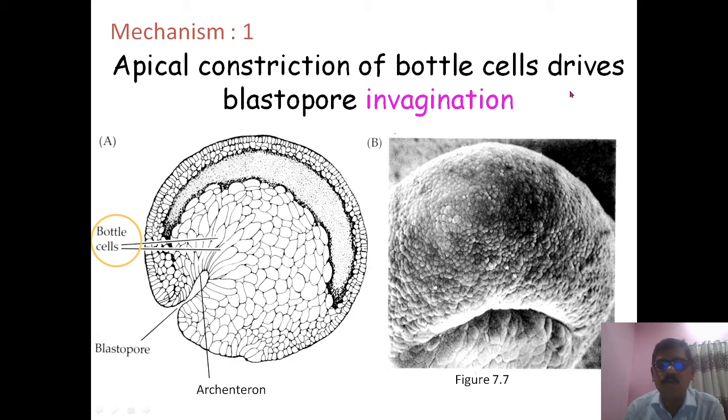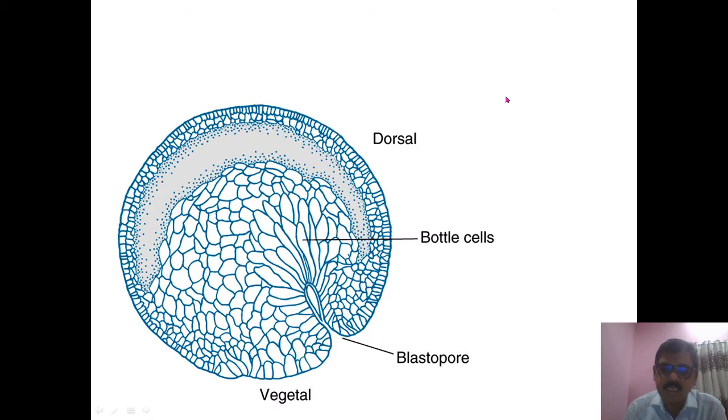The apical constriction of the bottle cells drives the formation of the blastopore and the first movement of the cells, that is the invagination. This is the same photograph, with the blastocoel cavity, and this is the blastopore. This is the dorsal blastopore lip. Then the lateral lip will form, and then the ventral lip will form, so there will be the formation of the yolk plug, through which the cells will move inward. And these long cells are the bottle cells.